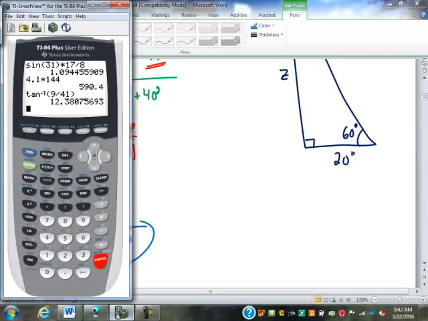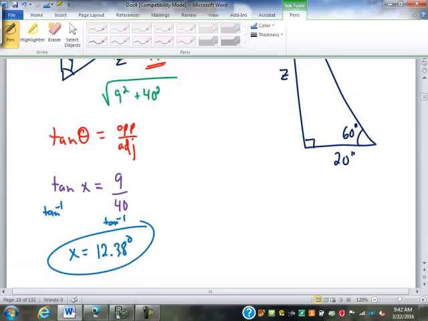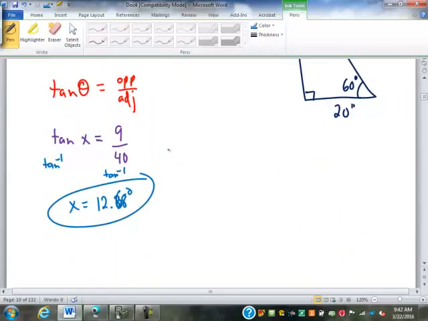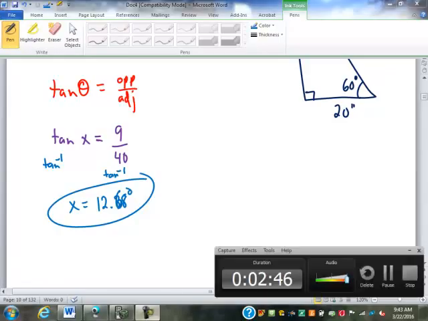12.68. I do over 41? Oh, let's try that again. Inverse tangent 9 divided by 40 might be better. 12.68 is what we want, not 12.38. How many of you had 12.68 degrees? Perfect. Where did you get the 6? 6.8 because I punched it in wrong. It's 9 over 40. So it should be 9 over 40.